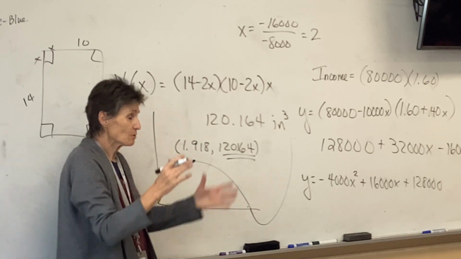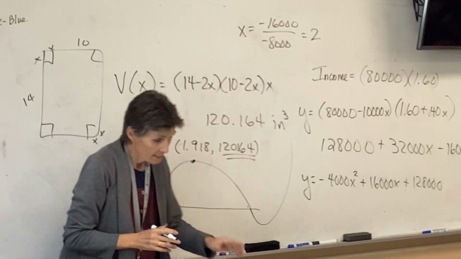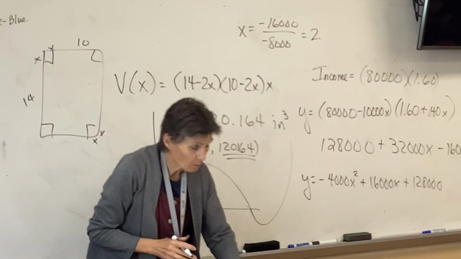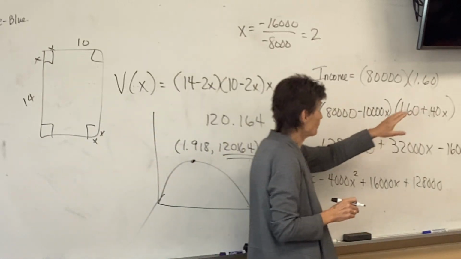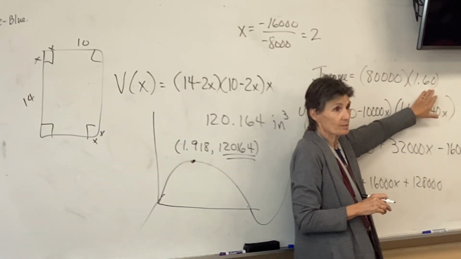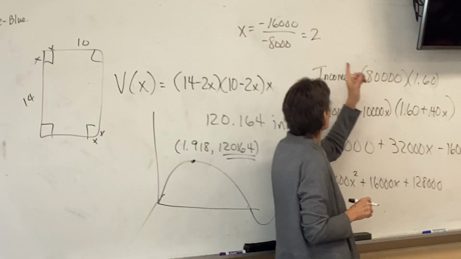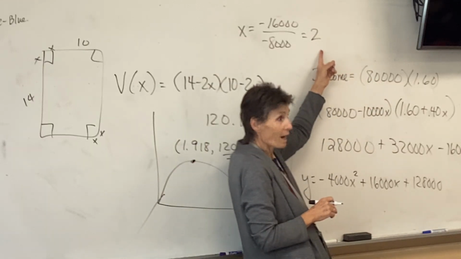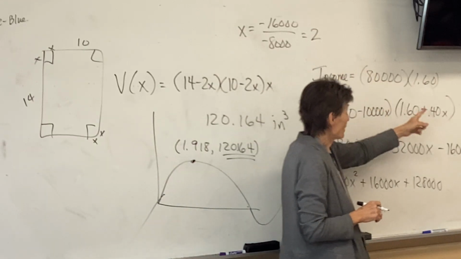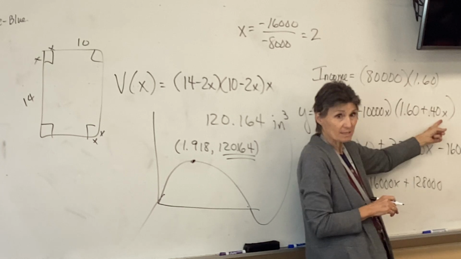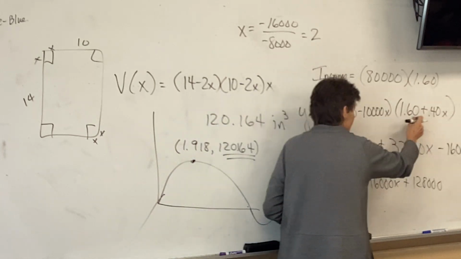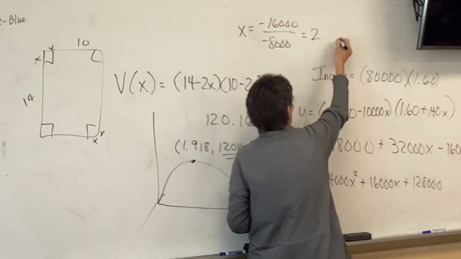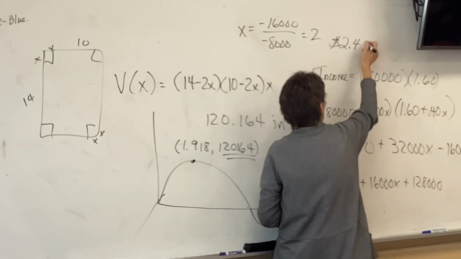Now again, answer the question. It says, what price per copy? So what was the original price? $1.60. I'm going to raise it twice, so that means it's going up 80 cents. So the price I'm going to charge is $1.60 plus 80 cents, which is $2.40.